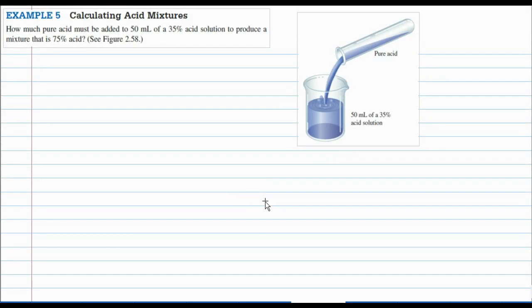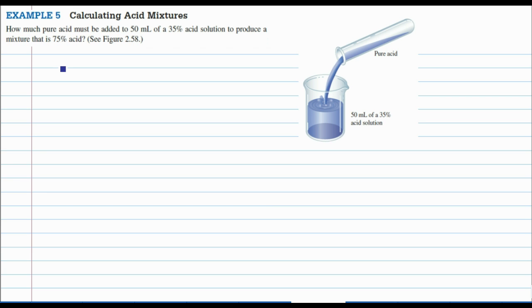This is the screencast for 2.7, example 5, calculating acid mixtures. So how much pure acid must be added to 50 milliliters of 35% acid solution to produce a mixture that's 75% acid? That sounds really confusing. It's actually not too bad.